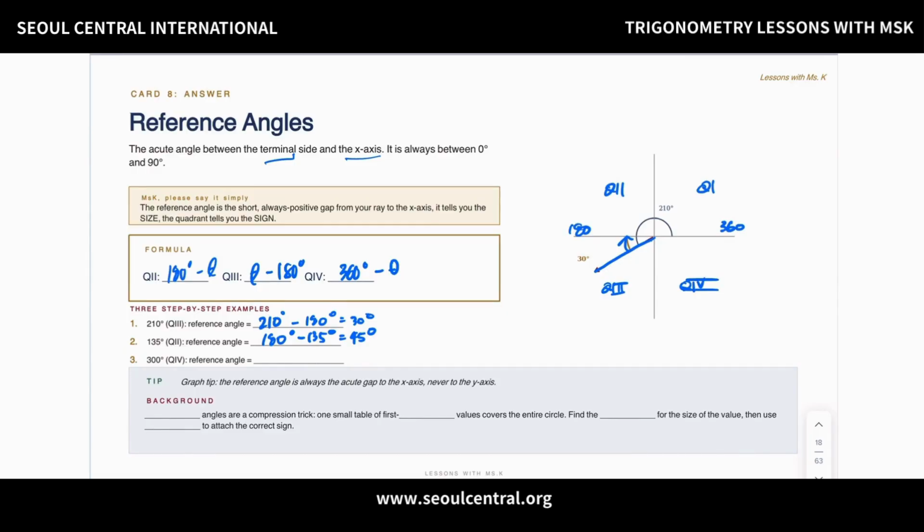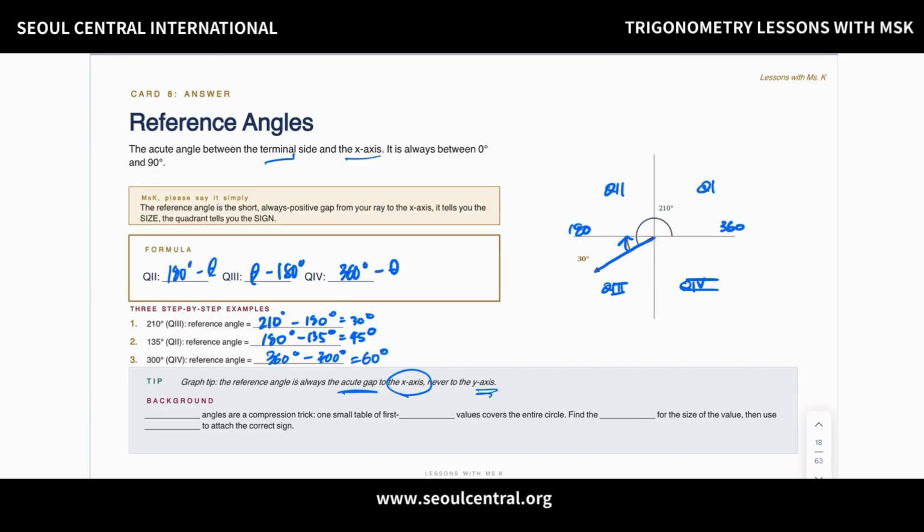300 degrees lies in quadrant 4. And so then I would take 360 degrees minus 300 degrees, and that would give me 60 degrees. So the graphing tip is the reference angle is always the acute gap to the x-axis, never to the y-axis.